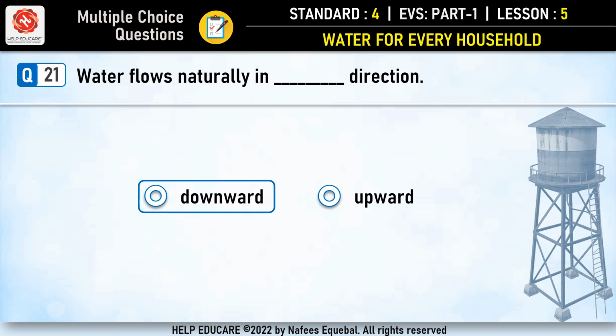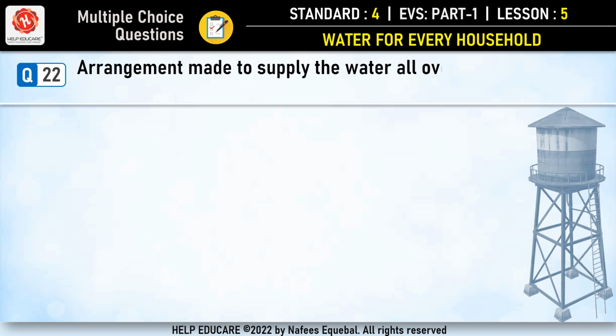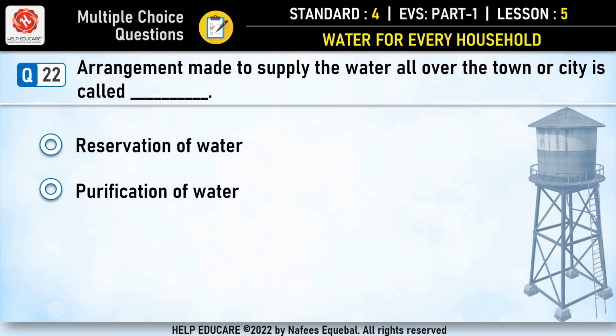Correct answer is downward. Question number 22. Arrangement made to supply the water all over the town or city is called dash. First option, reservation of water. Second option, purification of water. Third option, distribution of water.